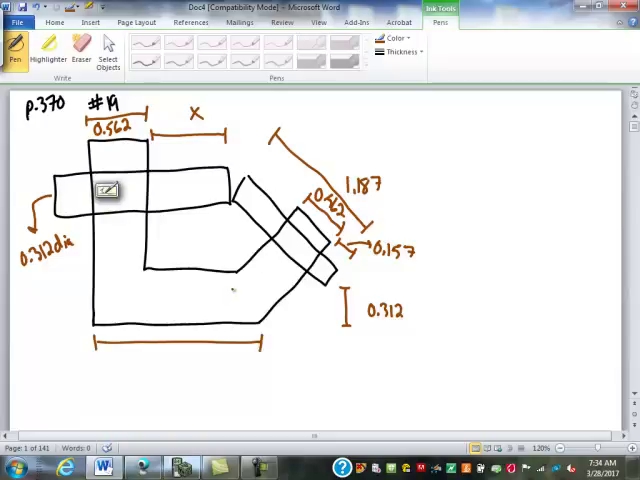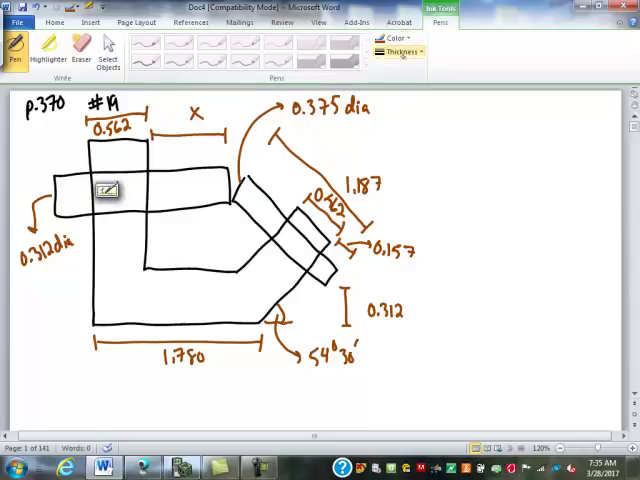This dimension of 1.780. And this pin, 0.375 diameter. And we're given this angle here. That angle is 54 degrees 32 minutes. 54 degrees 30 minutes, I should say.